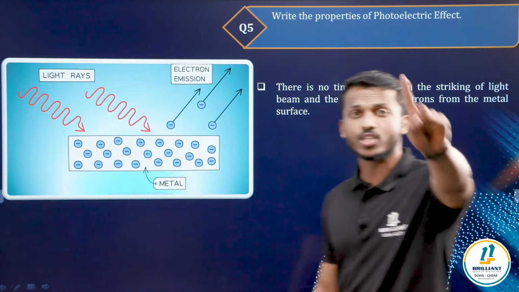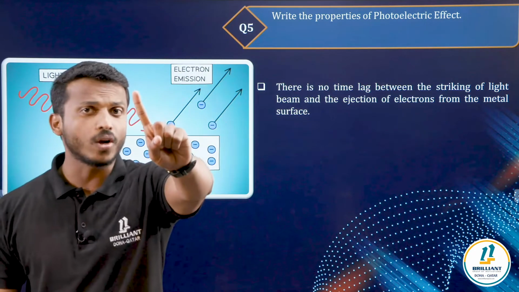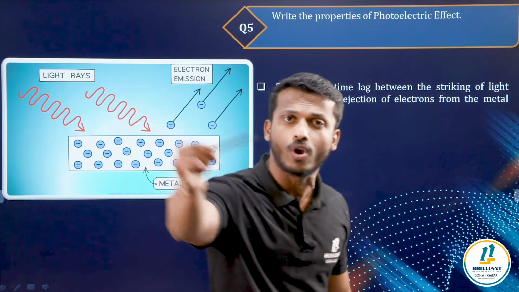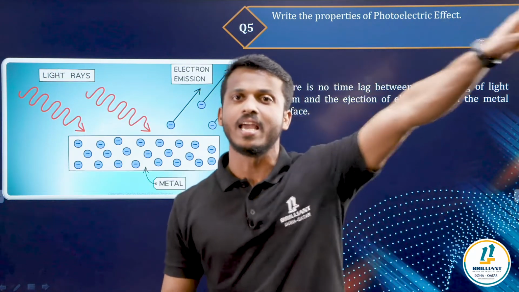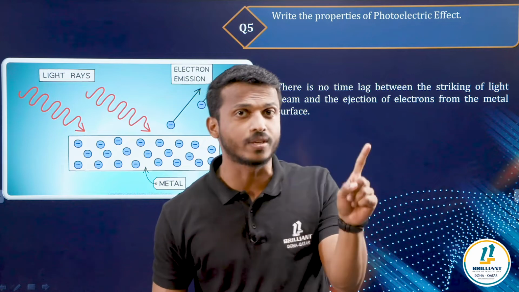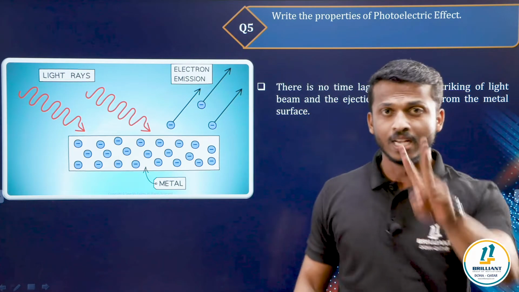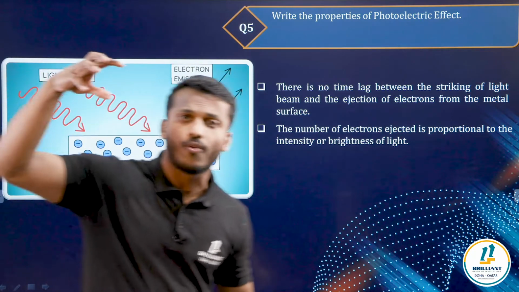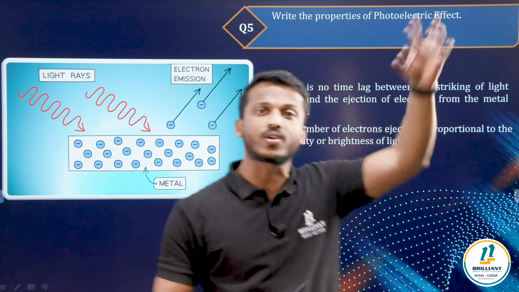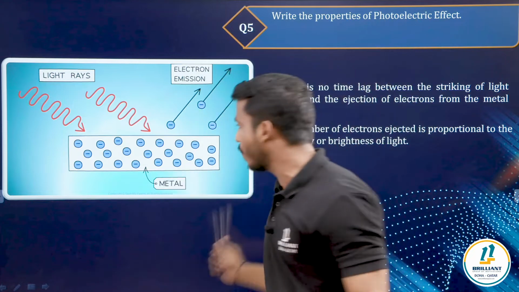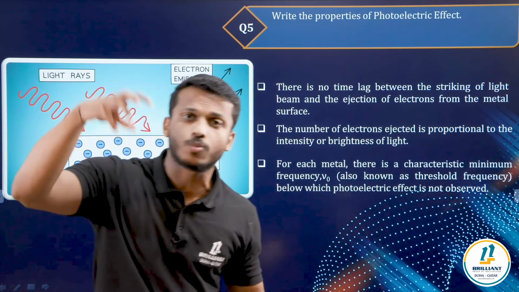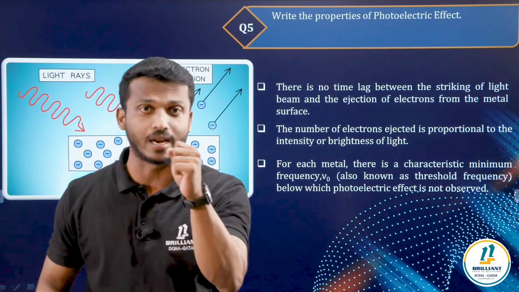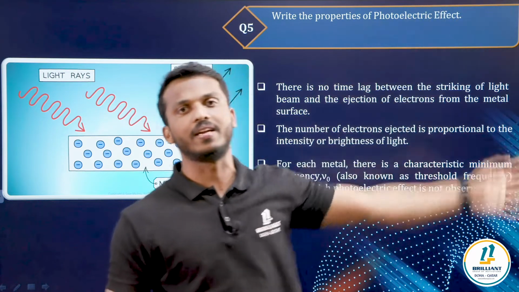First property, there is no time lag. There is no time lag between the incidence and ejection of electron. Whenever the radiation falls on the surface of the metal, at that instant the electron can be ejected. So that means there is no time lag between the incidence and ejection. Second one, let us consider the number of electrons. Dear all, if the radiation falls with a high energy, more electrons can be ejected. One more point, dear all, if the radiation falls with a high amount of energy, the ejected electron, what is that ejected electron called? Photoelectron. It is ejected with a high kinetic energy.